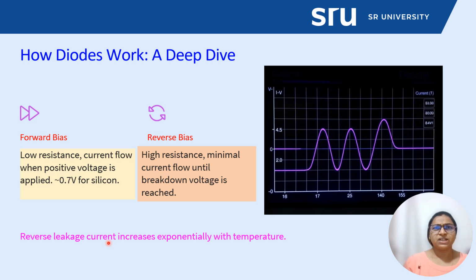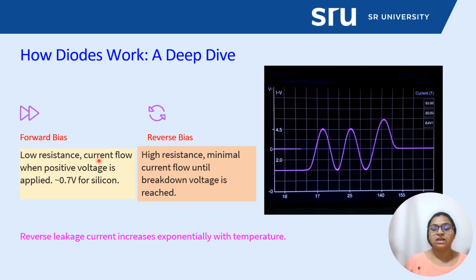So the two points here are that in forward bias, the external voltage reduces the barrier height and then increases the injection of majority carriers.